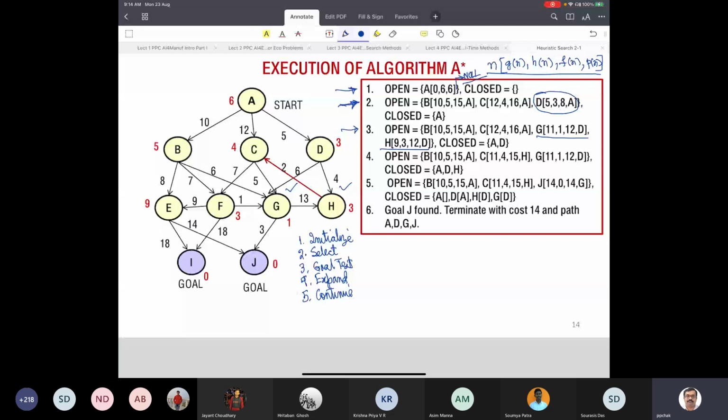Now, L. Kushireddy, are you there? L. Kushireddy, are you there?